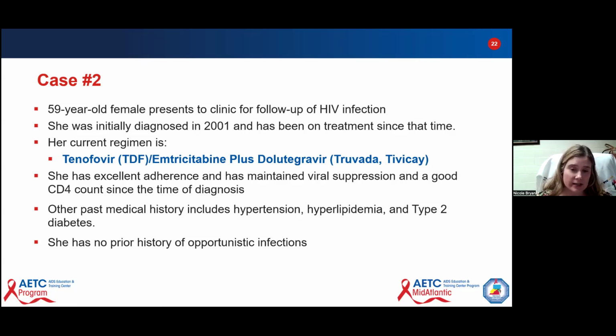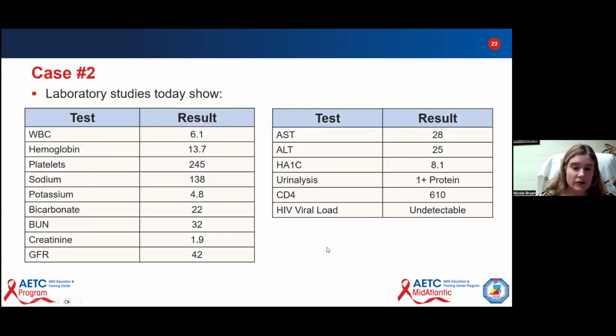Her other history: she does have a history of high blood pressure, high cholesterol, and type 2 diabetes, but no prior history of opportunistic infection. Her HIV has always been very well controlled. So her laboratory studies today: normal white blood cell count, normal hemoglobin, creatinine is 1.9, so a bit elevated. Liver enzymes are normal. She does have a little bit of protein in her urine. CD4 count is normal at 610, and her viral load is suppressed. It's undetectable.